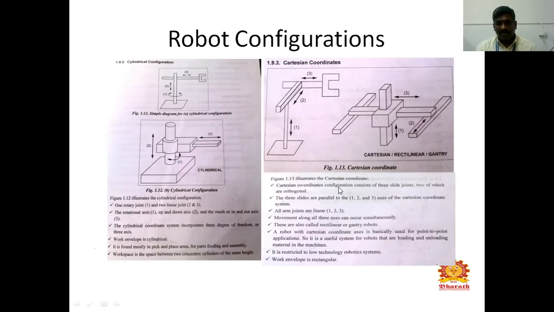Okay, the Cartesian coordinate configuration consists of 3 slide joints. The 3 slides are orthogonal and parallel to the 1, 2, 3 axes of the Cartesian coordinate system. All arm joints are linear only. So the work envelope is rectangular, making a rectangular shape.